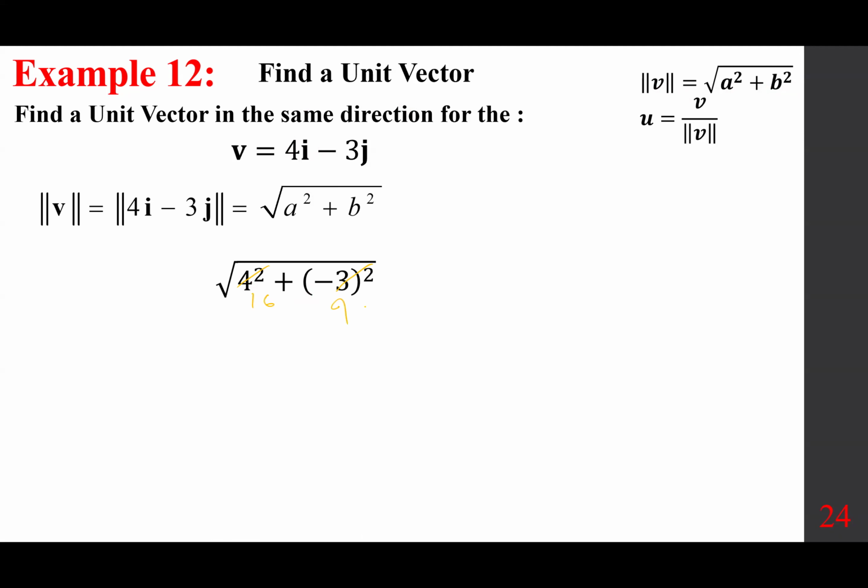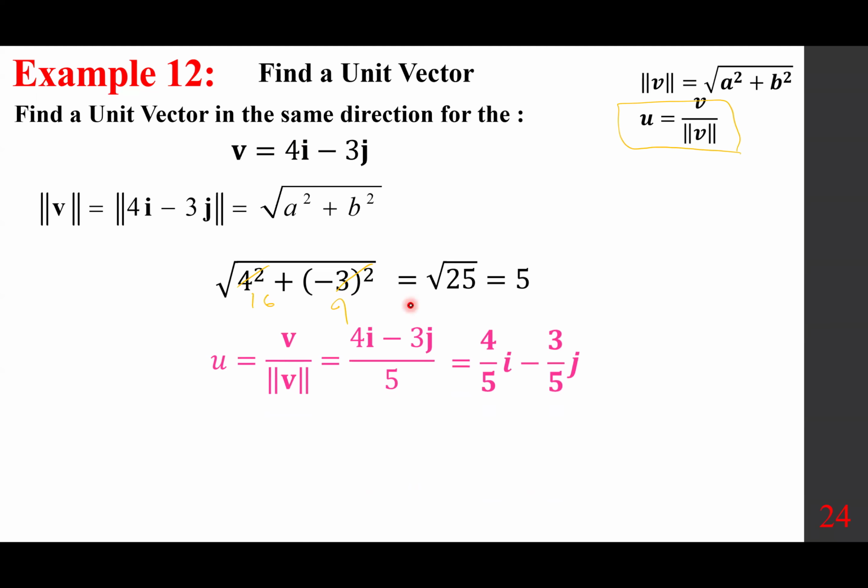Nine, they add up to 25, and therefore it comes out as 5. Now, a unit vector in the same direction, just divide this one by the magnitude. So you get 4/5 i minus 3/5 j.